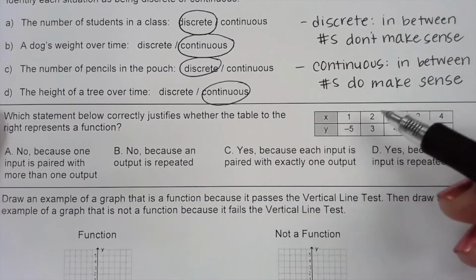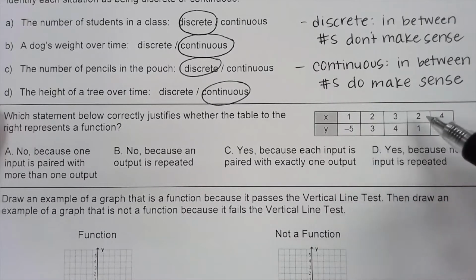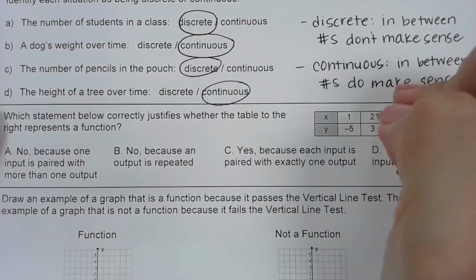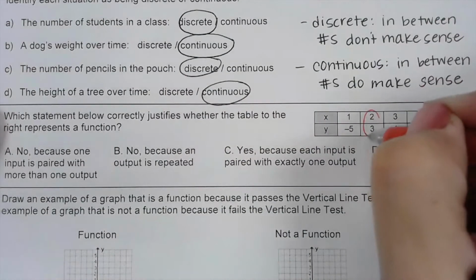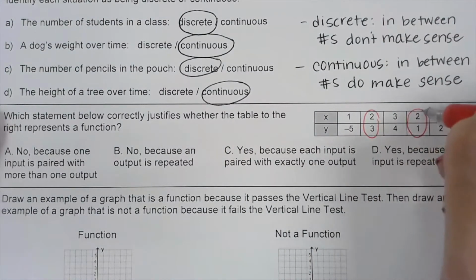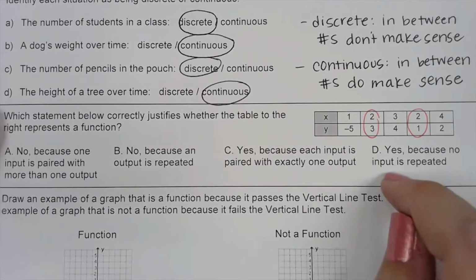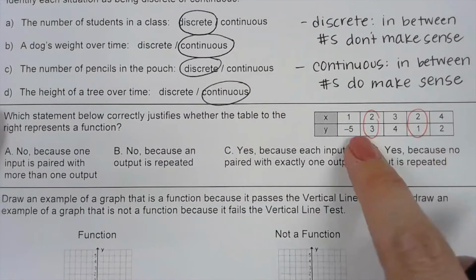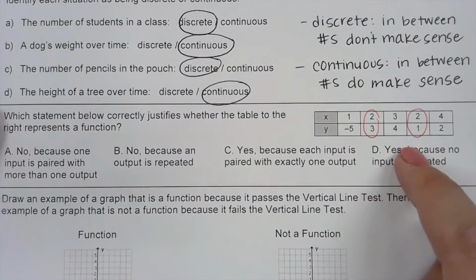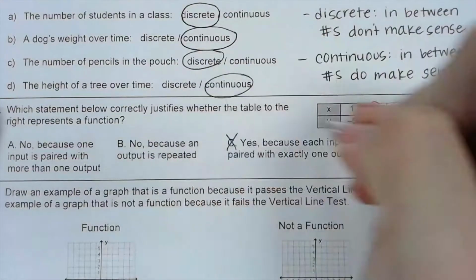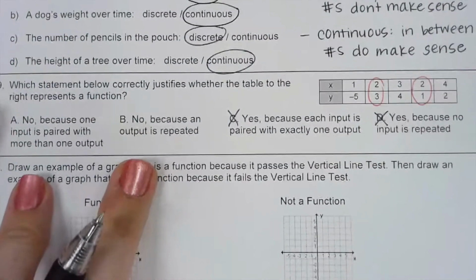1 goes with -5, 2 goes with 3, 3 goes with 4, 2 goes with 1 again, and then 4 goes with 2. And so the reason why the answer to this question is no is because of this. You can't have 2 go with 3 and 2 go with 1 at the same time because there's an input that's matched up with a different output, or more than one output. So you know that the answer to the question has to be no, so it's either A or B.